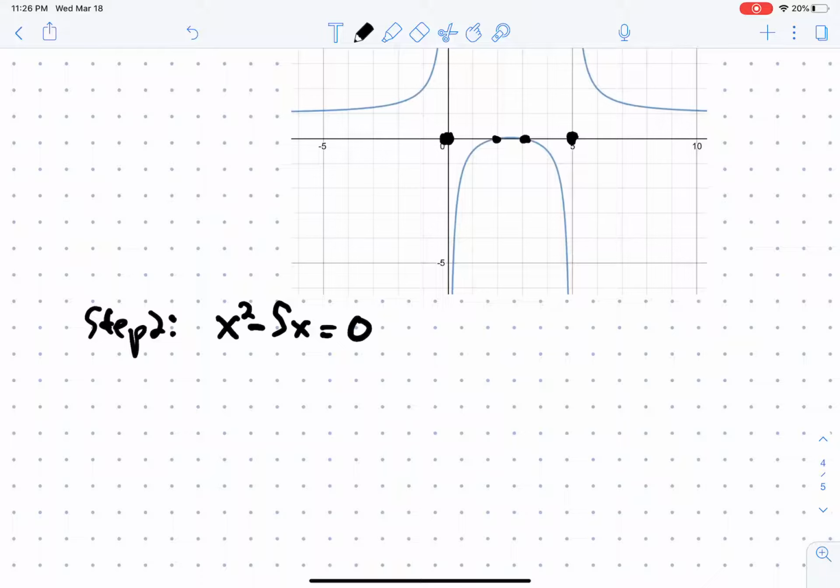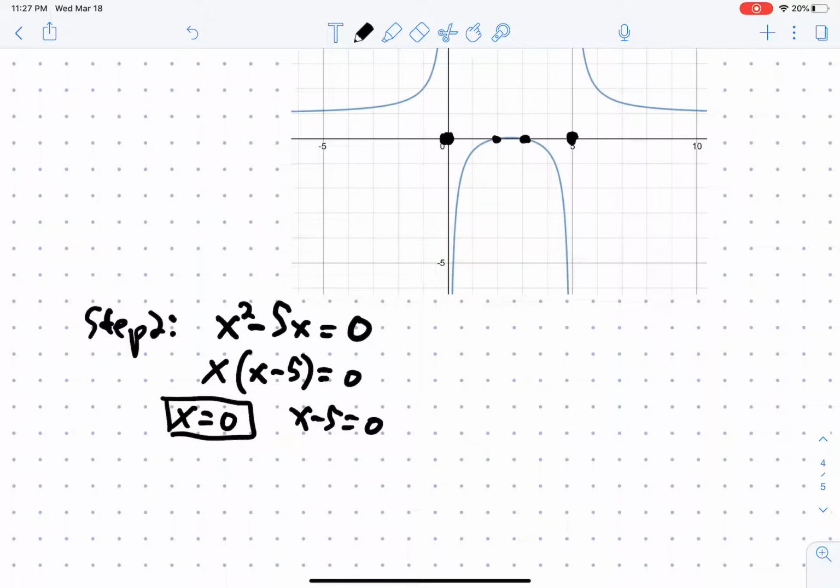To solve this, x squared minus 5x equals 0, you'll notice that both of the terms here have an x in them. So we can factor this by just factoring out an x. It's x times x minus 5 equals 0. And then once again, we can set each thing equal to 0. x equals 0 and x minus 5 equals 0. x equals 0 just gives us an answer, and for x minus 5, if we add 5, we get that x is 5. Okay. So these are places where the function is undefined.